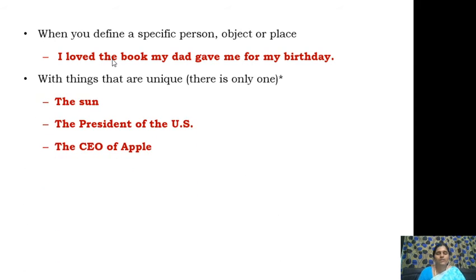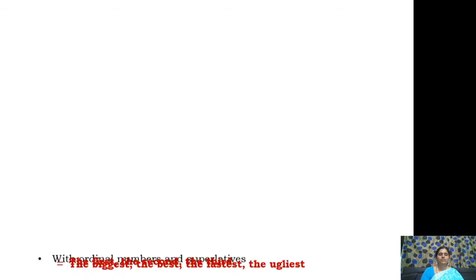Now, with things that are unique, there is only one. We can't find another one in the universe. When you are referring to such things, we use the: the sun, the president of the US. At one moment, only one person would act as the president of the US. The CEO of Apple, only one person. When one is in that position, no other one is called the CEO of that particular company. So like that, when there is only one of a thing, we use the before those things.